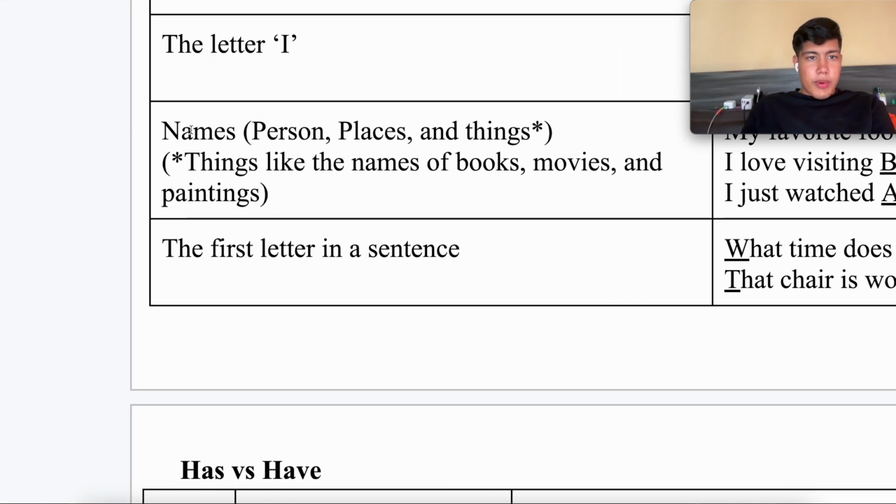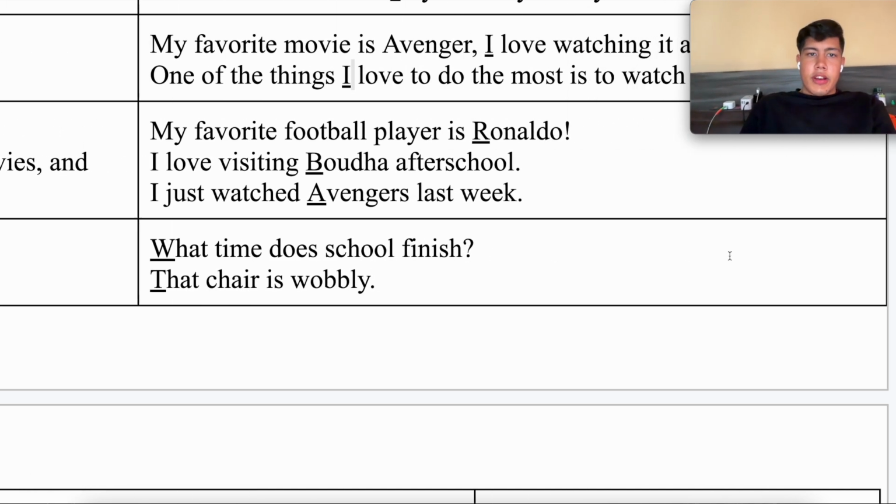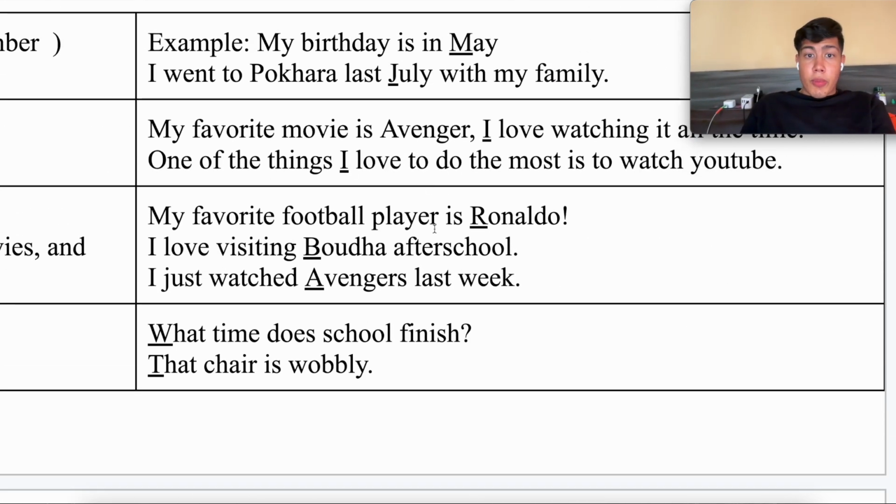Now let's talk about what else you have to capitalize. Names of persons, places, and things. Things means, in this situation, the names of books. There are other kinds of names too. They're names of books, movies, and paintings, which are types of things. For example, my favorite football player is Ronaldo.